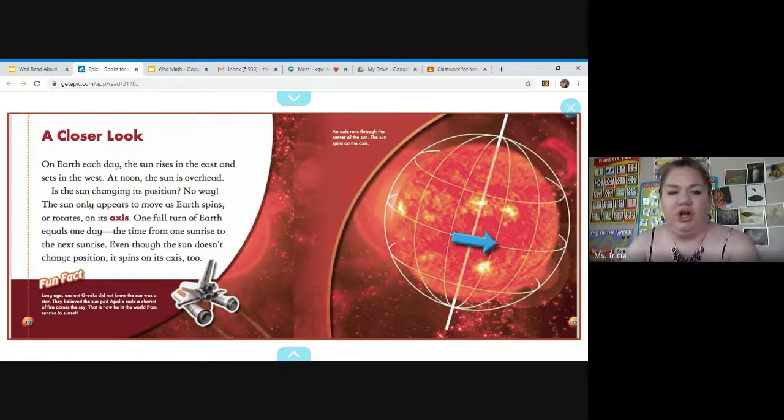One full turn of Earth equals 1 day. The time from one sunrise to the next sunrise. Even though the sun doesn't change position, it spins on its axis too.